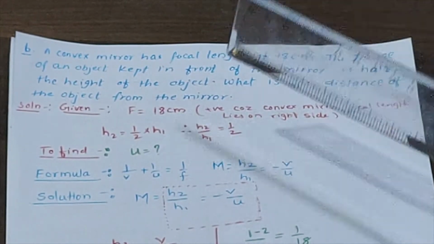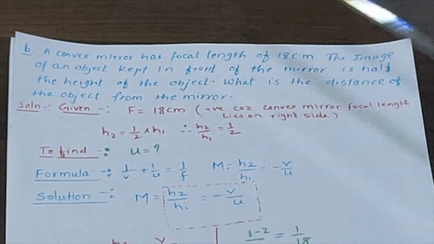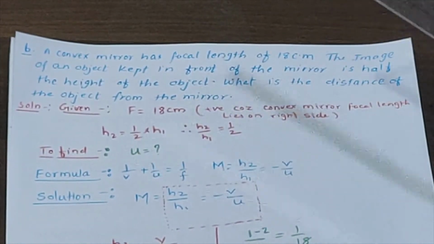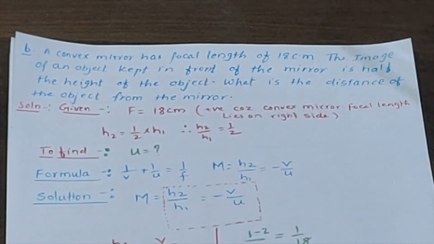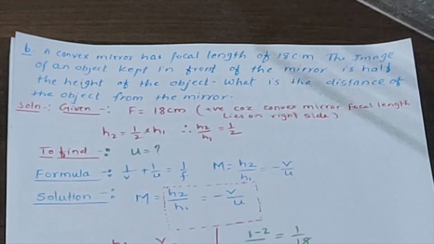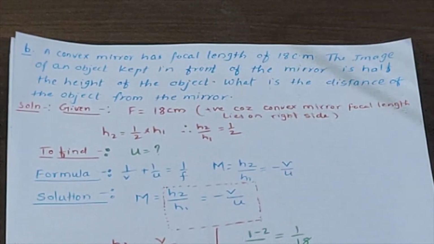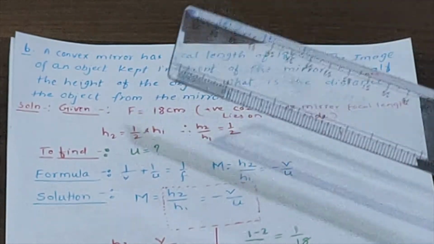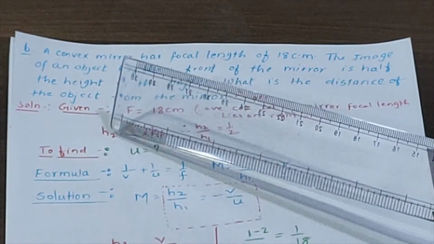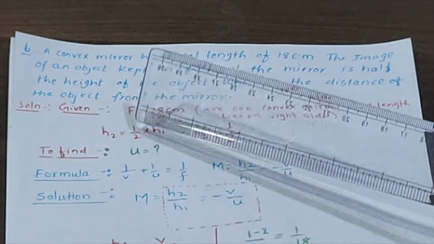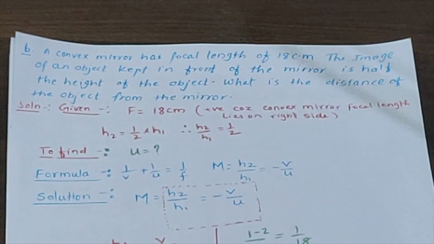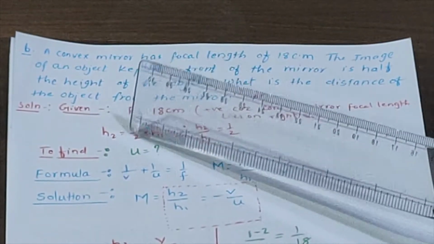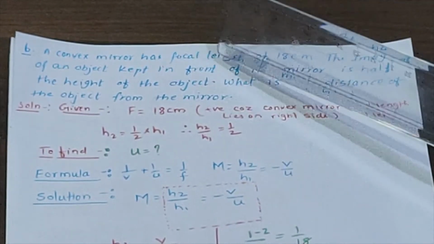Second says that the image of an object kept in front of the mirror, means the object which is kept in front of the mirror, is half the height of the object. So that image which is formed is half of the height of the object, right? So what does it tell you? It tells you the size of the image, that is h2 is equals to half of the size of h1. h1 is the size of the object. The size of the image is equals to half of the size of the object.